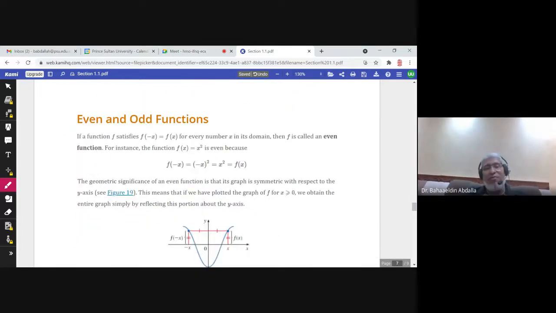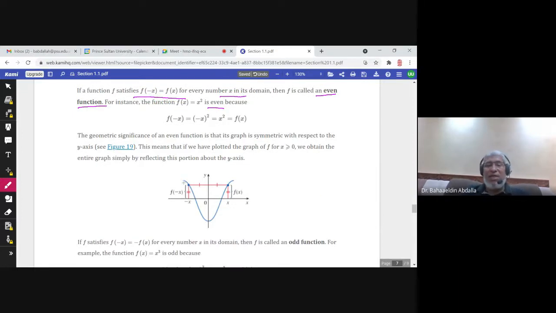Even and odd functions. This is the definition of the even function. If for each x in the domain, f of negative x equals f of x, then f is called an even function. For example, x squared is an even function because if you find f of negative x, it is negative x all squared, or x squared, which is the same as f of x. So f of negative x is equal to f of x. So this function is an even function.